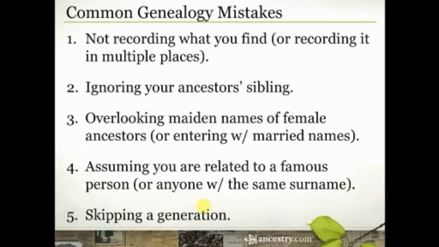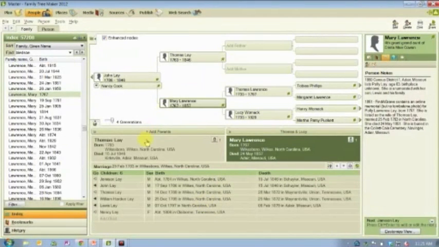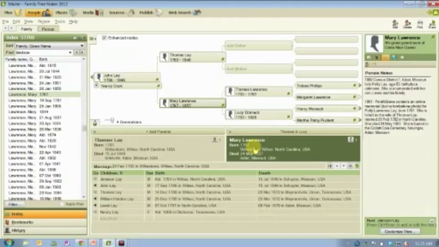And so I decided to start researching the family myself to see if I could figure out what was going on. So I'm going to show you this family in my tree. It's the family of Thomas Lay and Mary Lawrence. And they were married in 1783 in North Carolina. And yes, Mary was only about 14, about 16 years old.